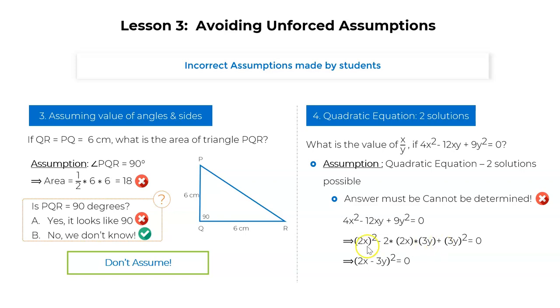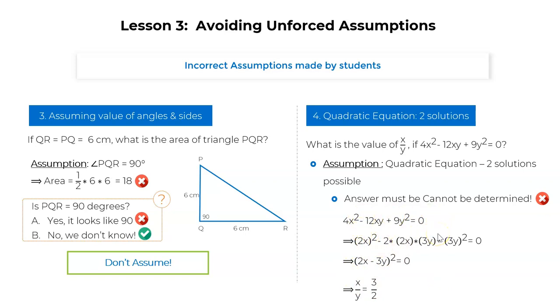But those who are able to recognize this will understand that, hey, there's only one possible value of x by y, and that is 3 by 2. Even if you try to middle term factor, you'll end up with the same result. So it's still okay if you're not able to recognize the standard identity.